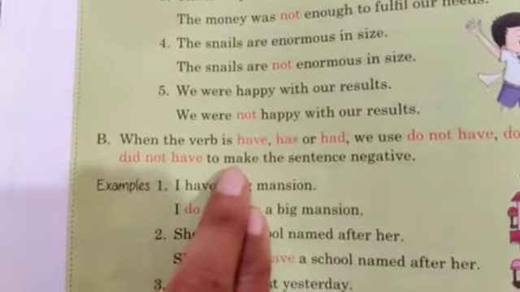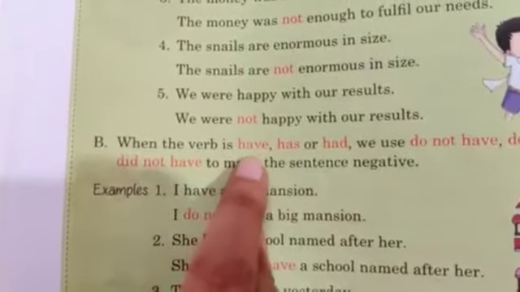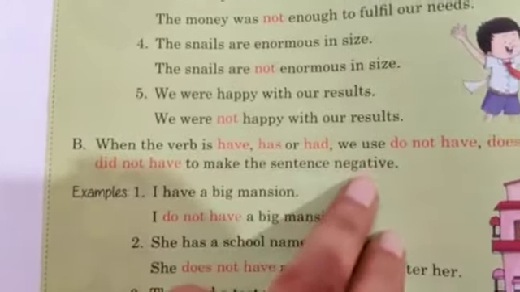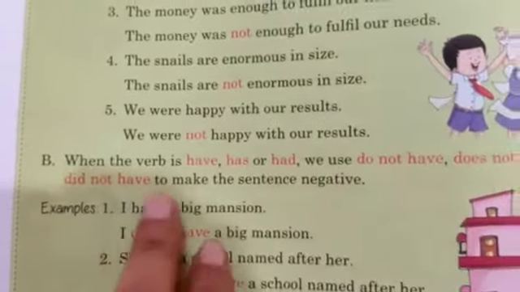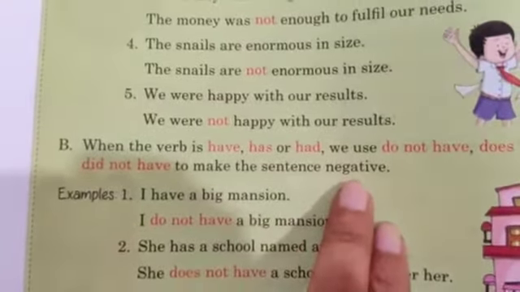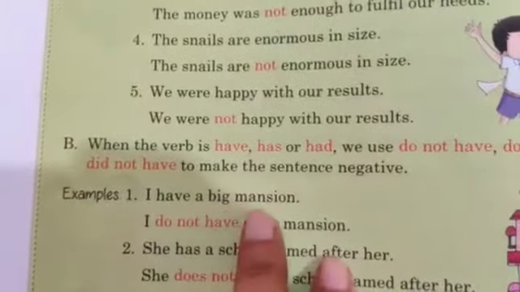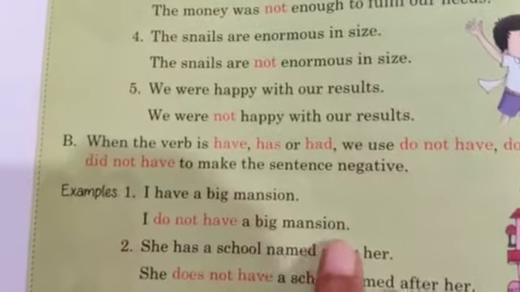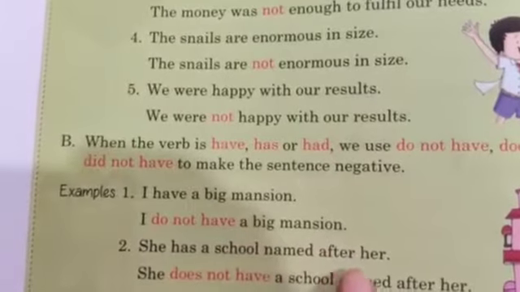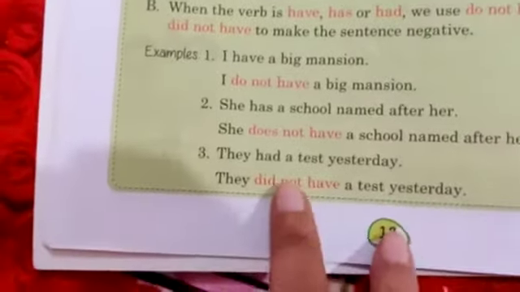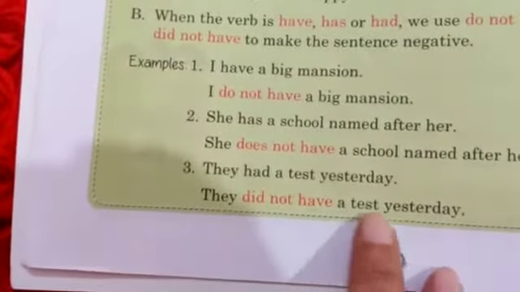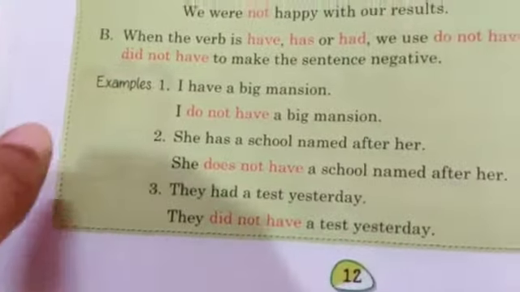Now, when the verb is have. When the verb is have, has, or had, we use do not have, does not have, or did not have to make the sentences negative. I have a big mansion. I do not have a big mansion. She has a school named after her. She does not have a school named after her. They had a test yesterday. They did not have a test yesterday.